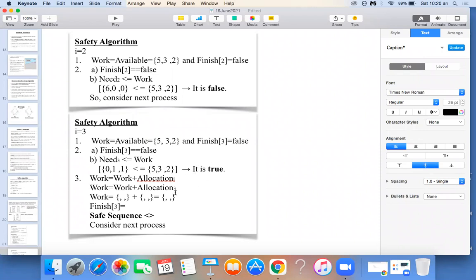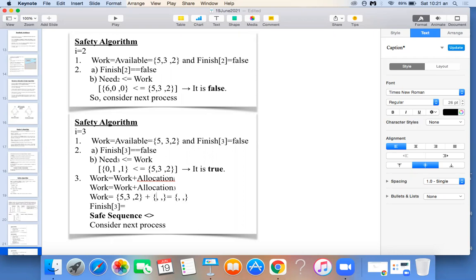So go to the step number 3. So step number 3, what we are doing? We are doing work is equal to work plus allocation of I. So what is the value of I now? I value is 3. So that's why we have written allocation of 3. So fill these blank values. Work value is 5, 3, 2.